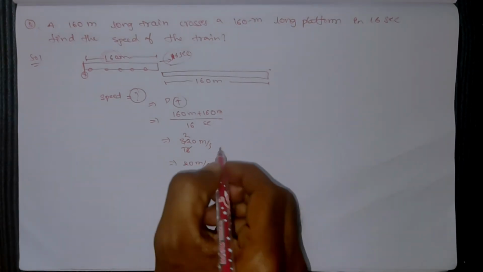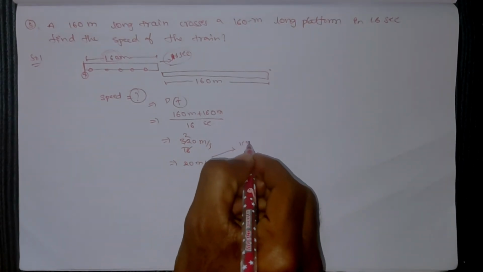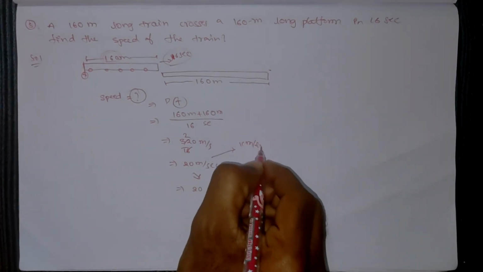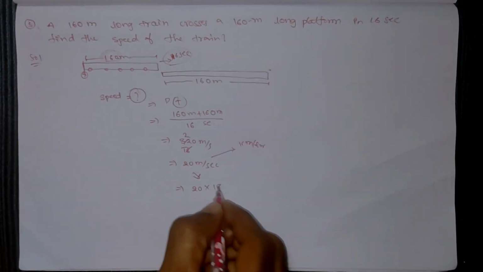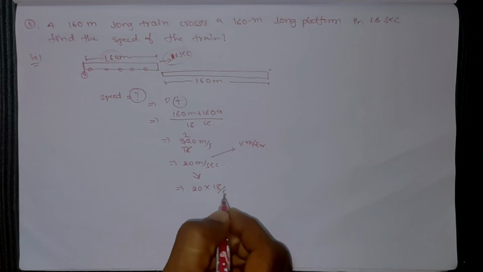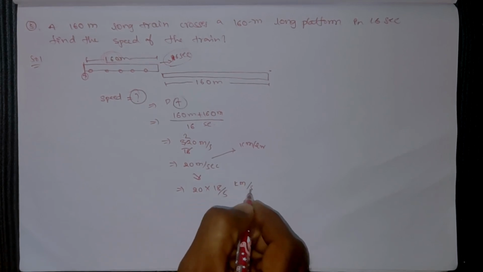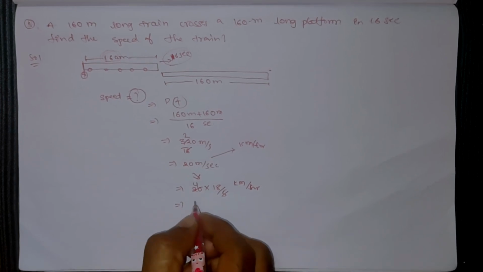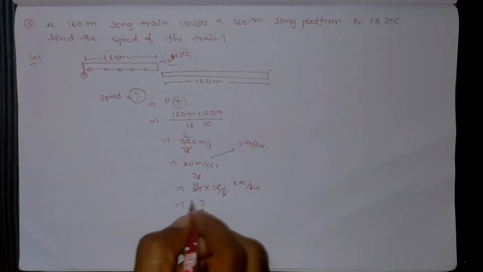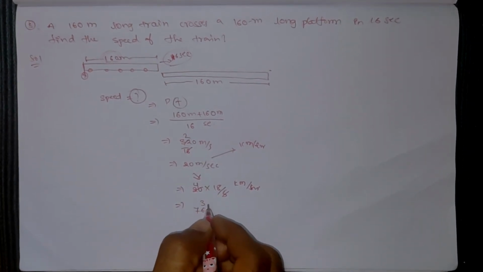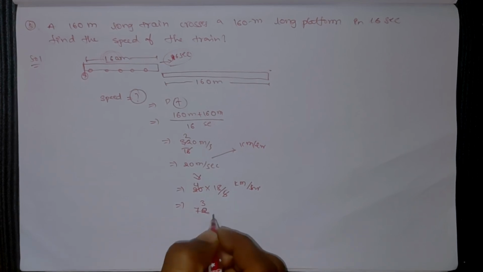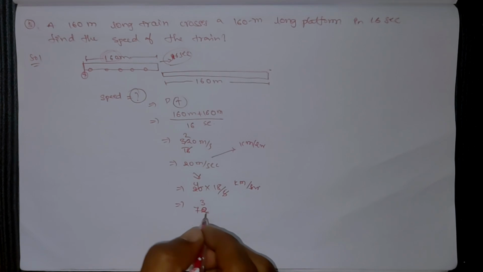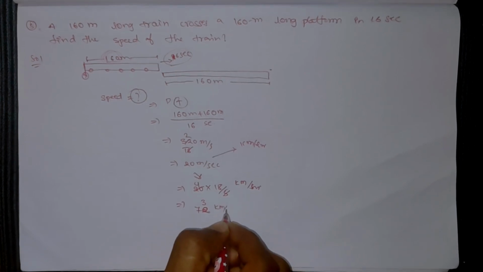If we need to convert this meters per second into kilometers per hour, we can simply multiply by 18 by 5. That will give us kilometers per hour. So that will give us 72 kilometers per hour.